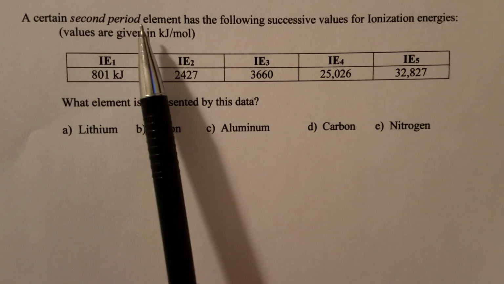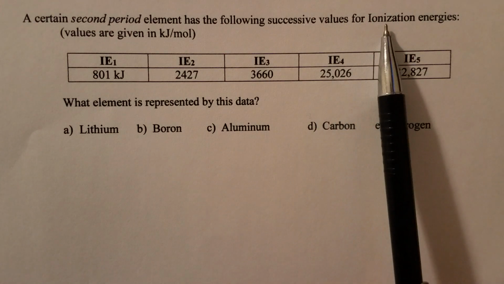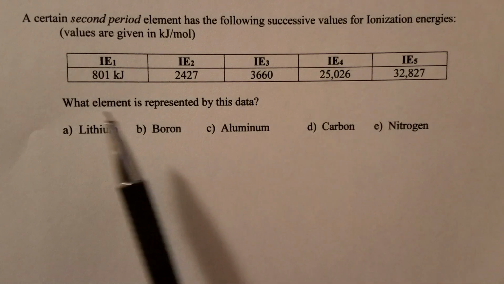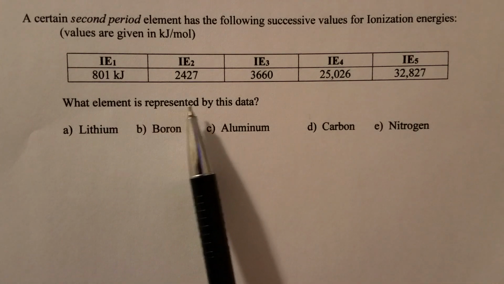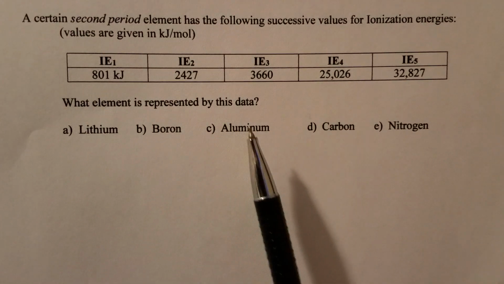A certain second period element has the following successive values for the ionization energies. And here is the data. What element is represented by this data? We have 5 choices here to choose from.